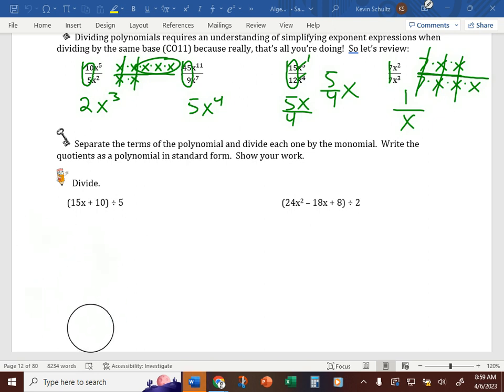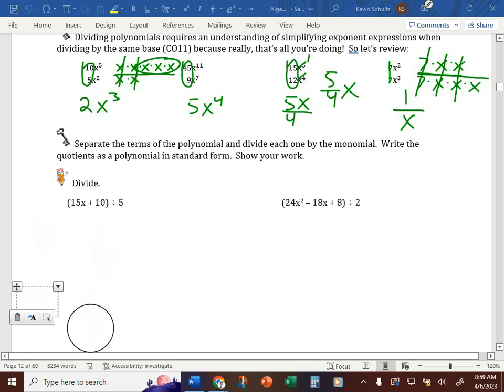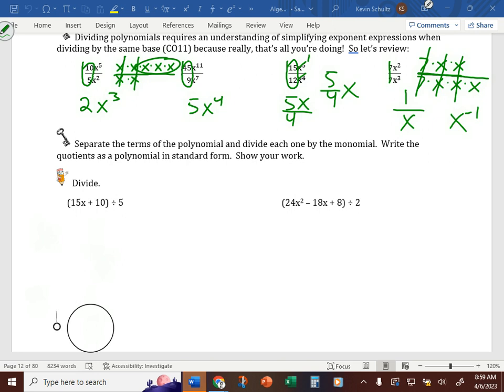All right, questions on CO11. If you understand CO11, you should understand CO50 pretty well as well. Yeah, Caitlin. For the last one, could you put x to the negative 1? So x to the negative first means the same as 1 over x. However, a negative exponent isn't considered simplest form. So you should move that down to the denominator and make it positive. They're equivalent expressions, but x to the negative first isn't considered simple.